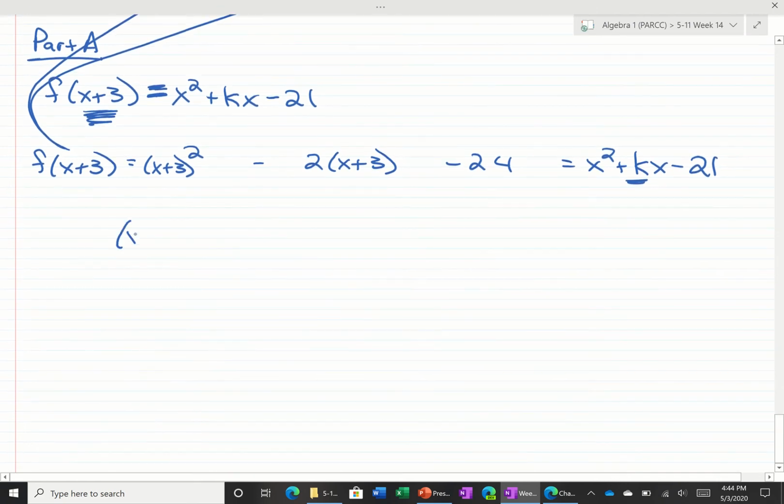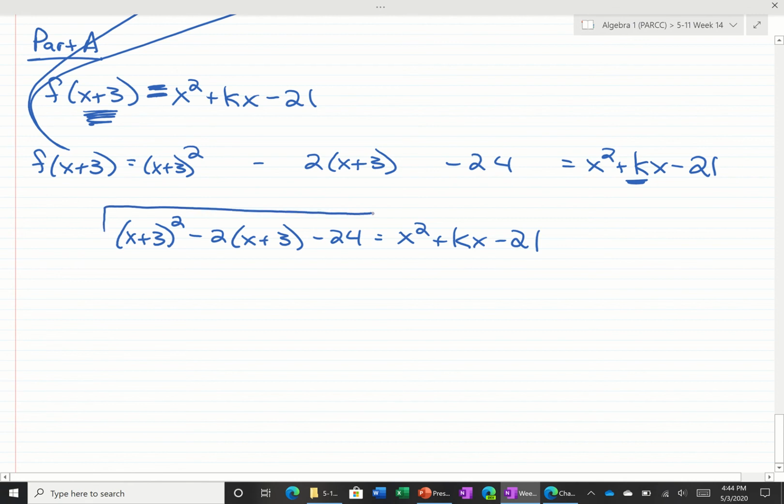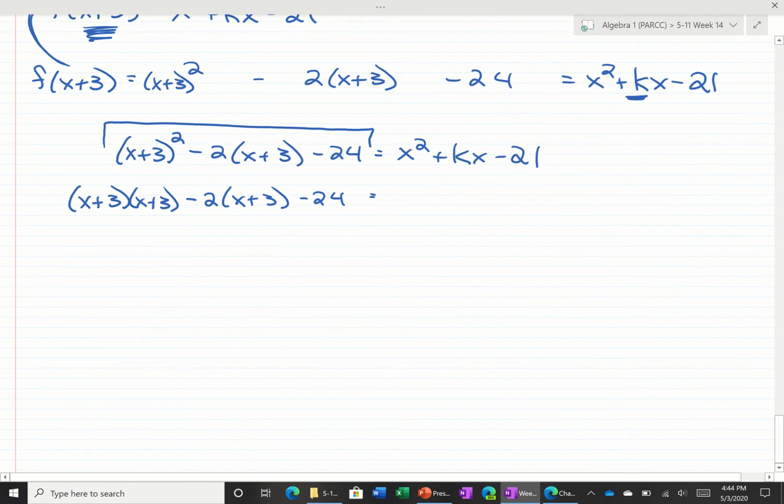Bottom line is what we have to do now is simplify x plus 3 to the second minus 2 times x plus 3 minus 24, set that equal to x squared plus kx minus 21, and we're just going to have to simplify this right side. We already talked about how to do this. We're going to do x plus 3 times x plus 3. And then we're going to distribute this 2. And let's see what that is.